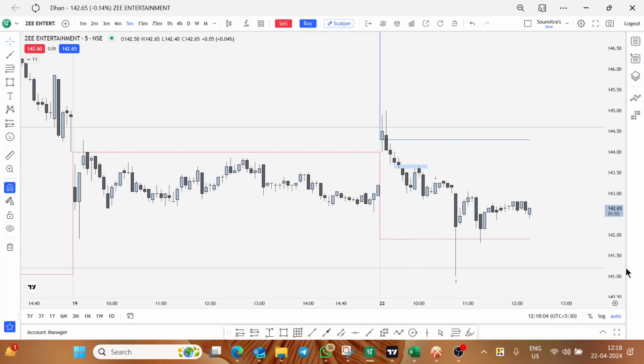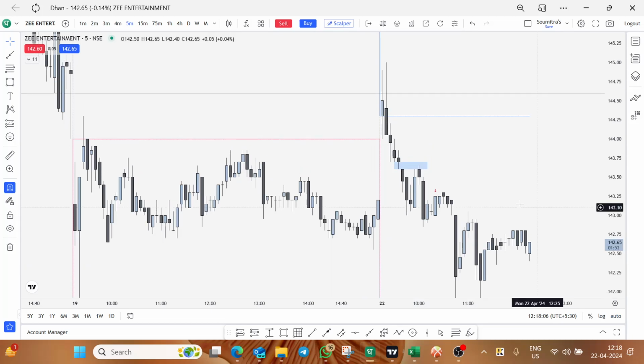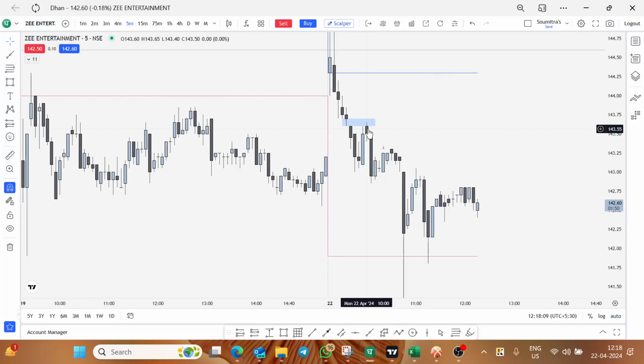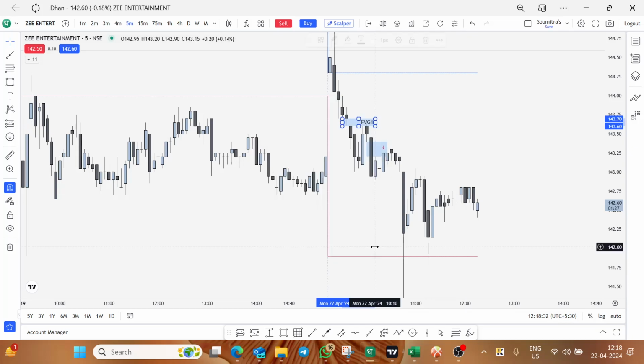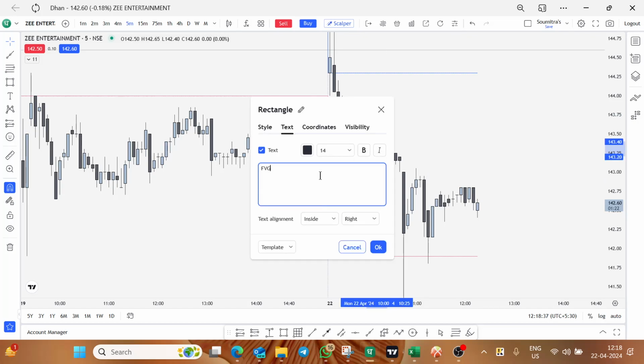So this is the first fair value gap, of course, in the 5 minutes time frame, and it is visited by the price. After mitigating this first fair value gap, it creates a second fair value gap here. So this gives us a clear indication that now it is bearish, because we have two evidences. This is FVG1 and this is FVG2.